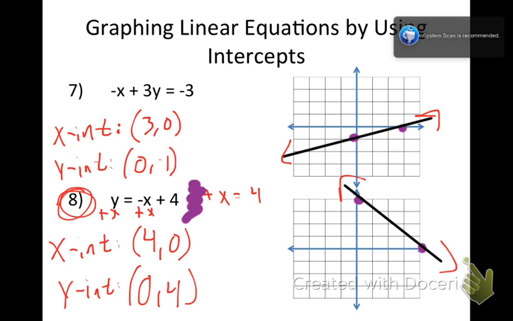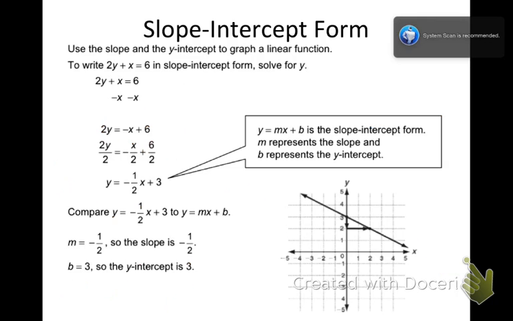Next thing we're going to talk about here is slope-intercept form. You use the slope and the y-intercept to graph a linear function. The key to slope-intercept form is to solve for y. All right, that is the big key for slope-intercept form. You always need to solve for y, as in you need to get y alone by itself.